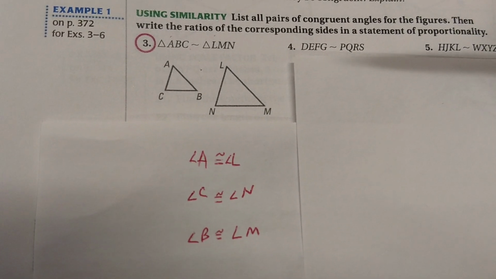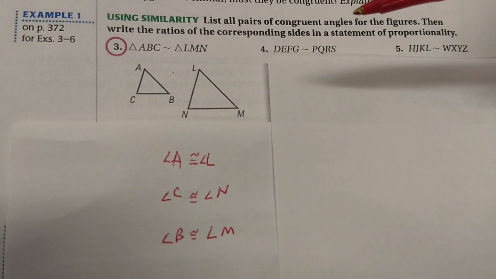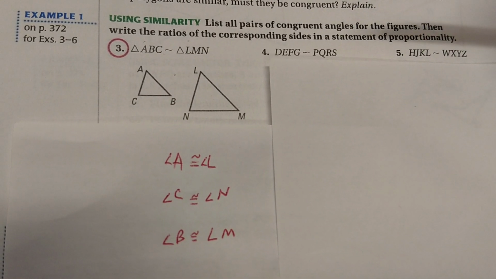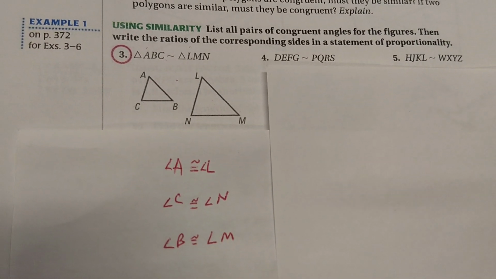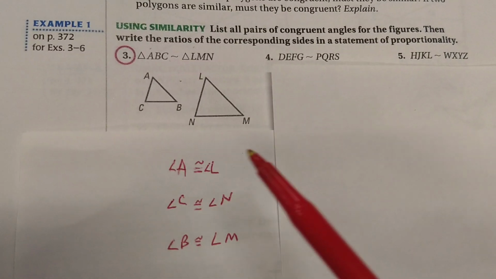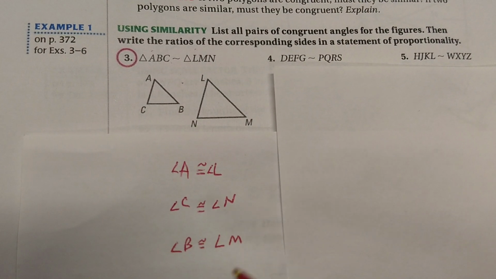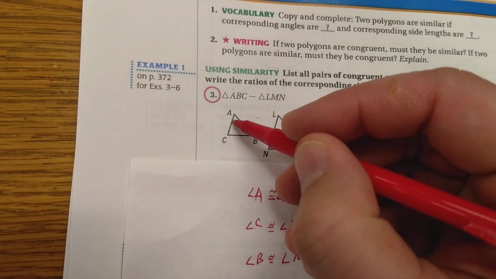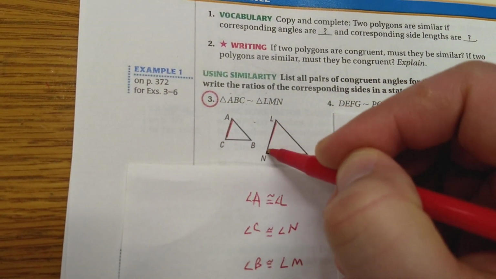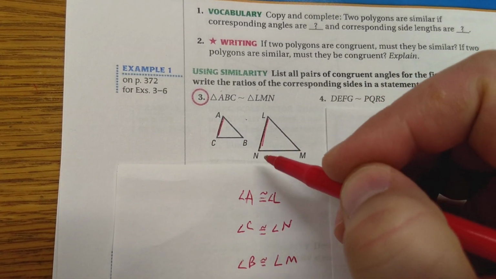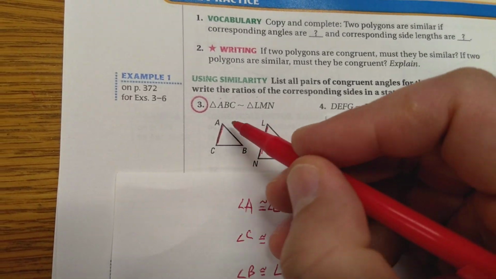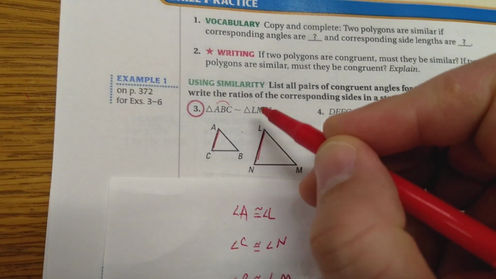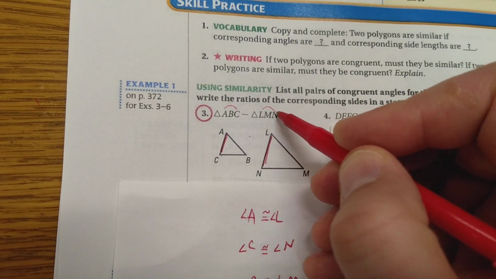The last part of this is that we want to write a ratio having to do with the sides in a statement of proportionality. A statement of proportionality just says, well, this ratio is congruent to this ratio. This ratio is congruent to this ratio. So I'd look at that, and again, this side seems like it matches up with this side, not just because it looks like they're oriented that way, but because AC, which is the first and third letters within that triangle, matches up with L and N.